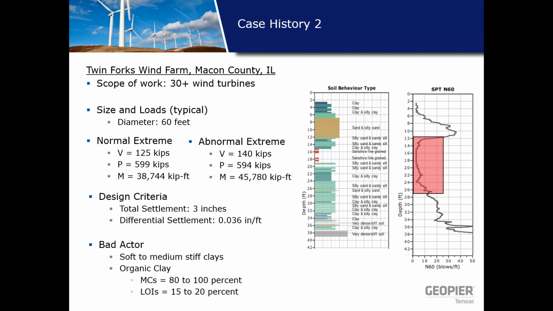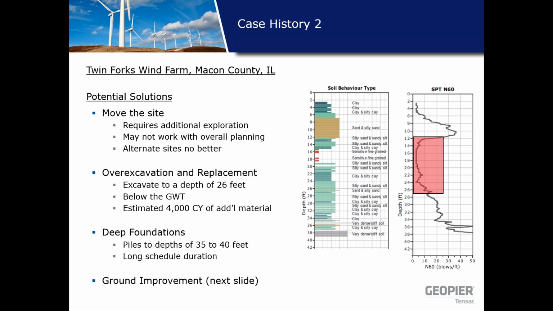Generally, we start to get a little concerned when moisture contents are above about 50% and LOIs are about 10%. So what were the options? Again, you could have moved the site. I'm not going to get into that again, but same risks. And in fact, since we did 30 turbines, there were a lot of sites that had organics. You could over excavate and replace.